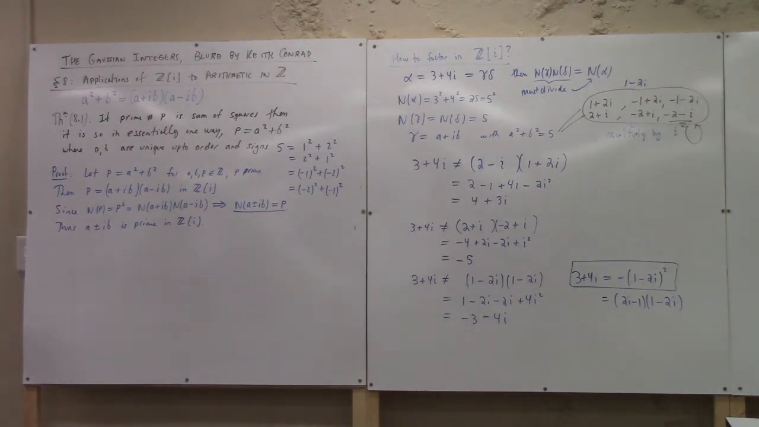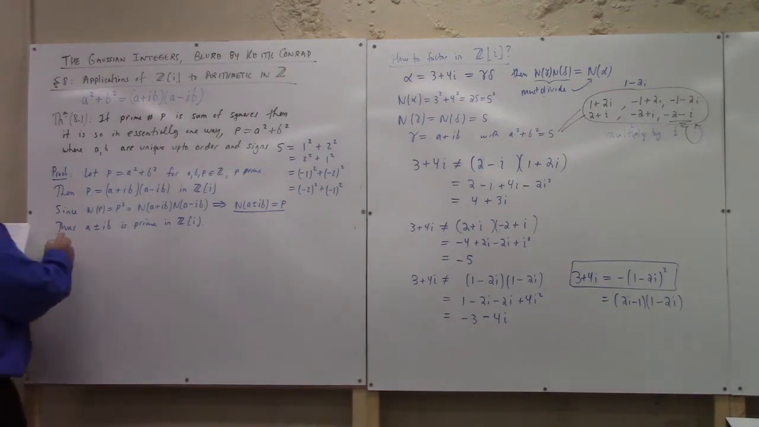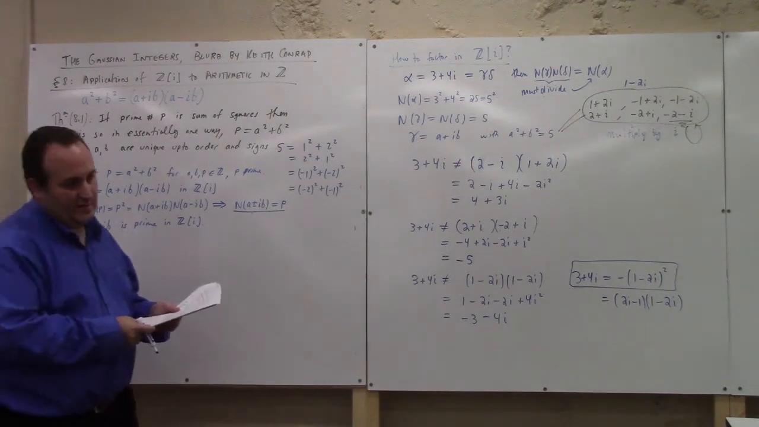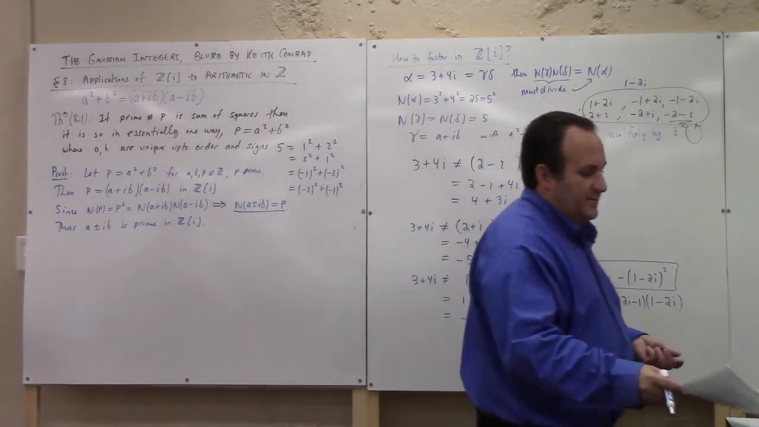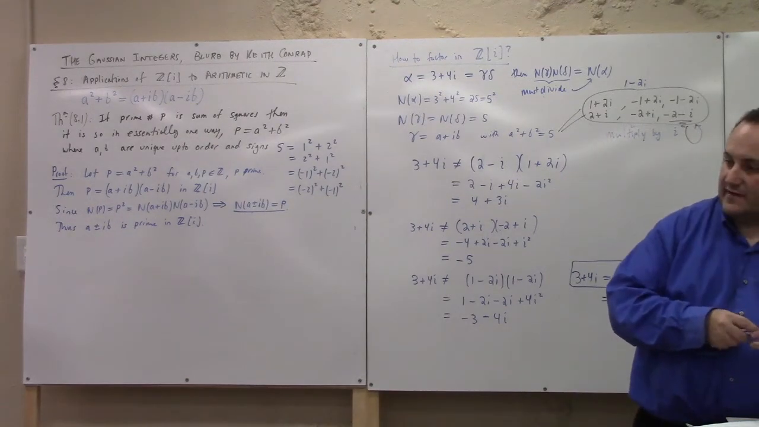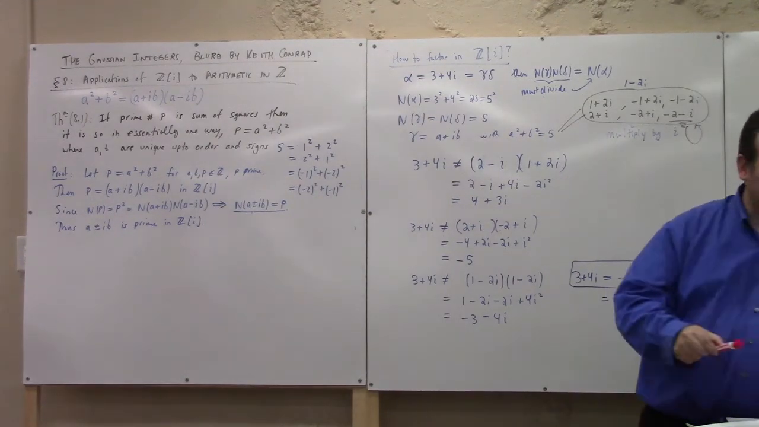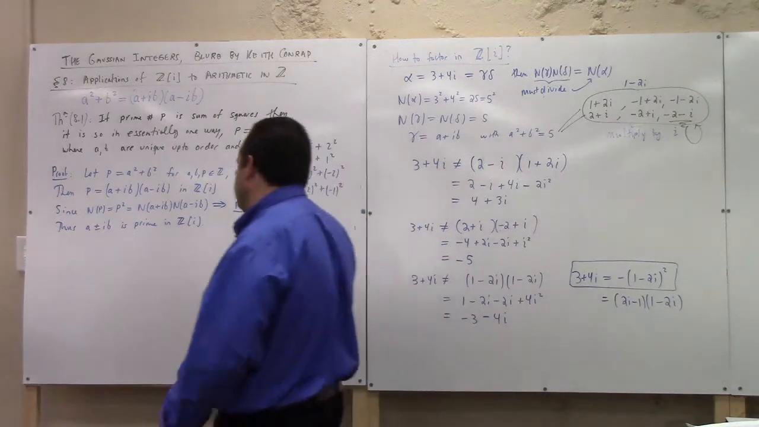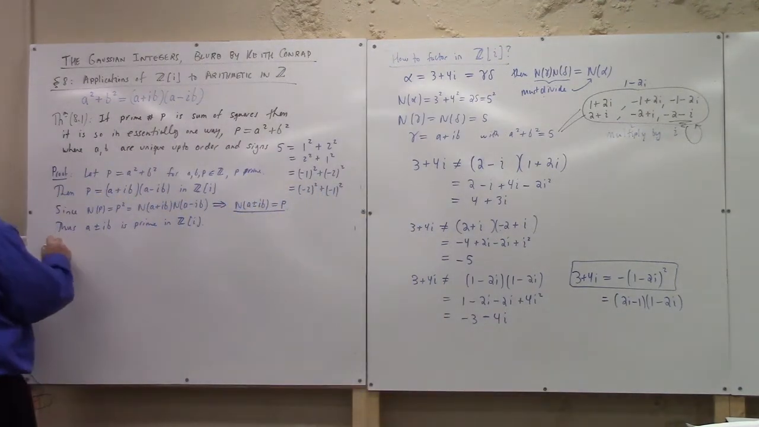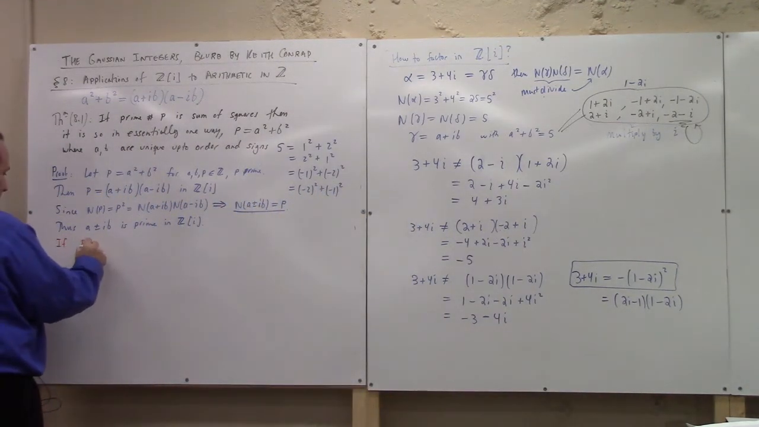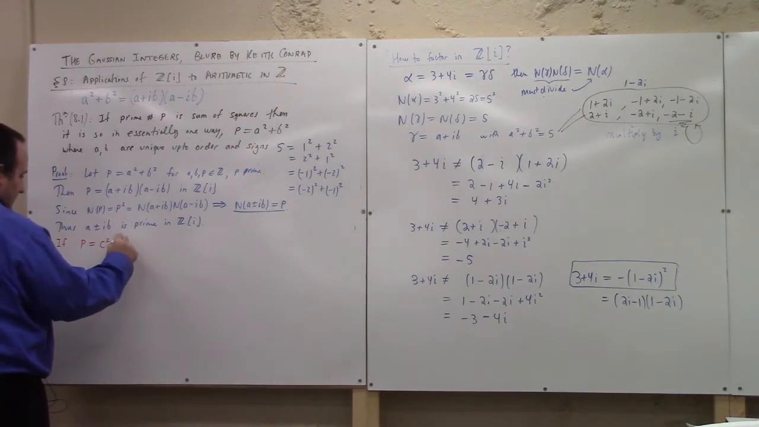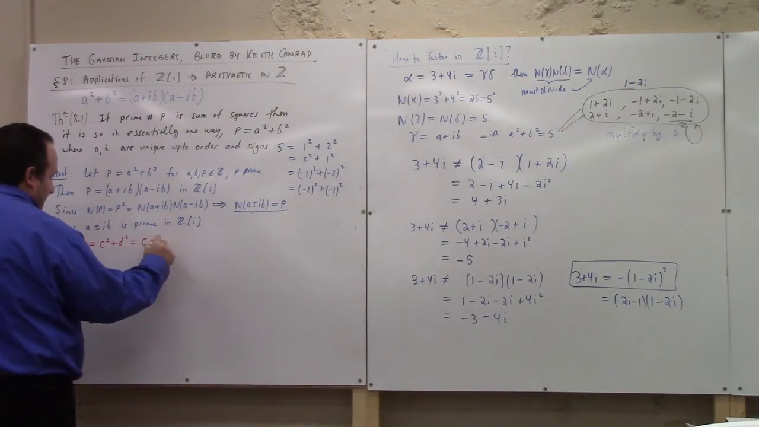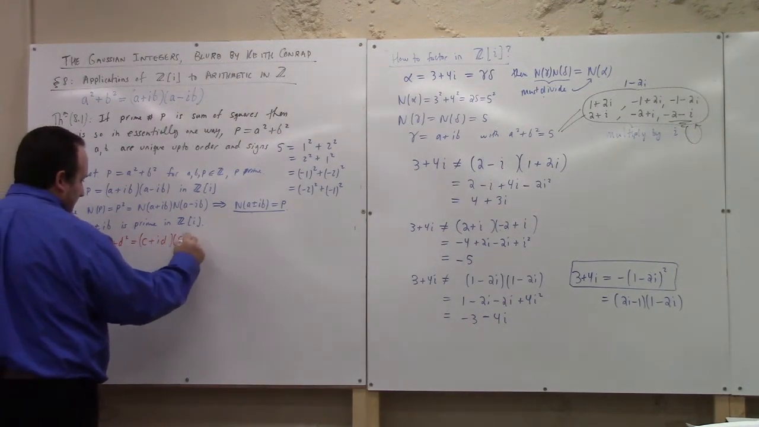So if there is a second representation, right? So suppose you have a second representation of this prime P in terms of, say, C squared plus D squared. What's that going to say? What would we like to show? If P is equal to C squared plus D squared, which is C plus iD times C minus iD, right?